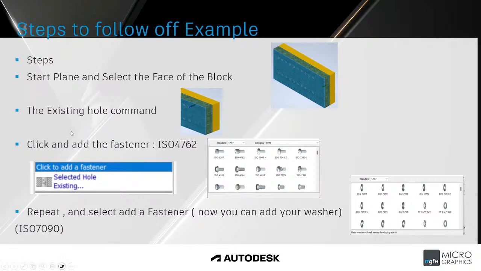So the steps to follow. The first option you have is your start plane. With the start plane, I chose the front of the block because I want the bolt to be inserted from this direction. For the existing hole command, I chose the hole, and click to add the fastener.